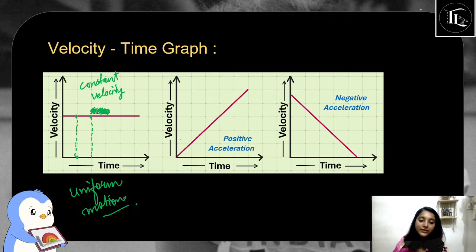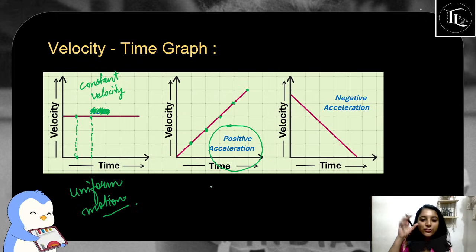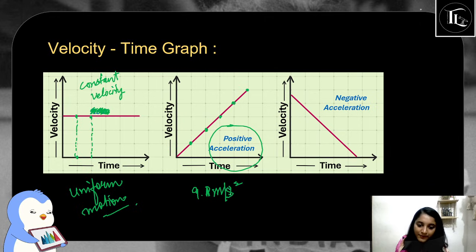Then next graph, you see how the velocity is increasing with time, right? It's increasing with time, but regularly. So this is positive acceleration. In this, the acceleration will also remain constant throughout. And if we have to talk about an example, let us say you have something and you just drop it. So gravity comes into play. Gravity, 9.8 meter per second square. Acceleration due to gravity is one example of this.